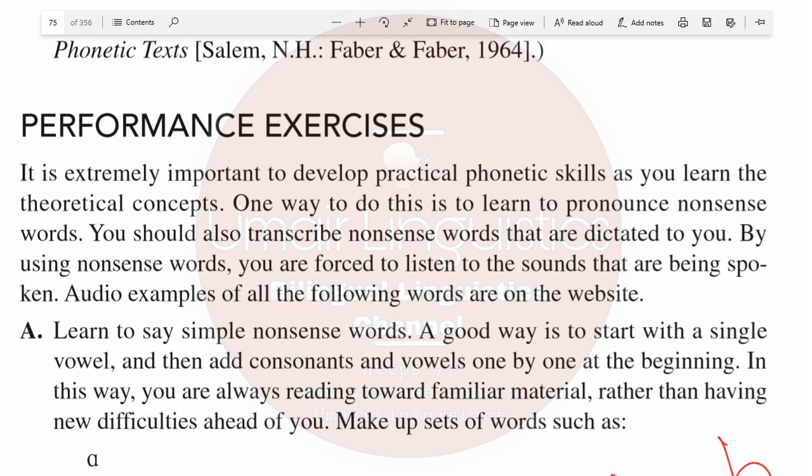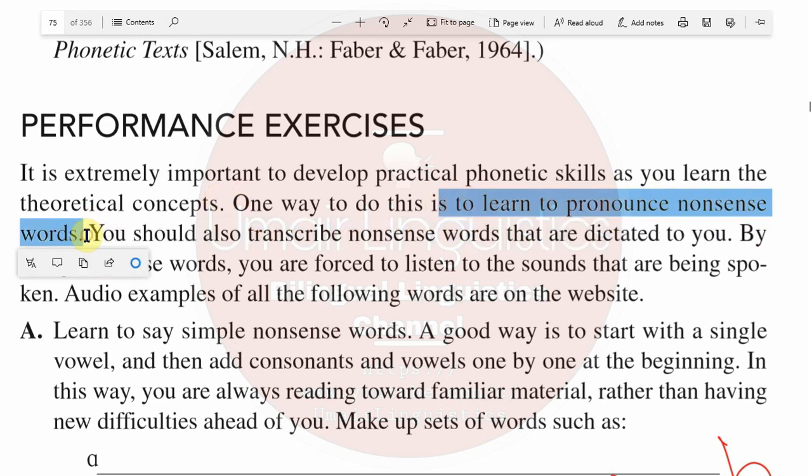So actually, to become a good phonetician, we need to train our ear. We need to train our transcription. Therefore, to acquire some practical phonetic skills, one way to learn is to pronounce some nonsense words.